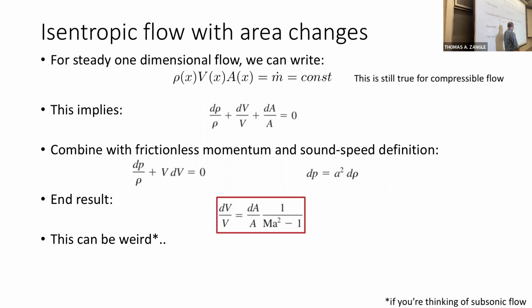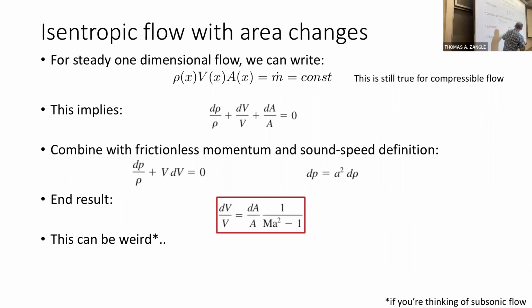Sorry, this becomes a -1. Sorry, 1 over -1, right? Meaning that if area goes down, the velocity goes up. If area goes up, the velocity goes down. Sorry about that. This becomes a -1.